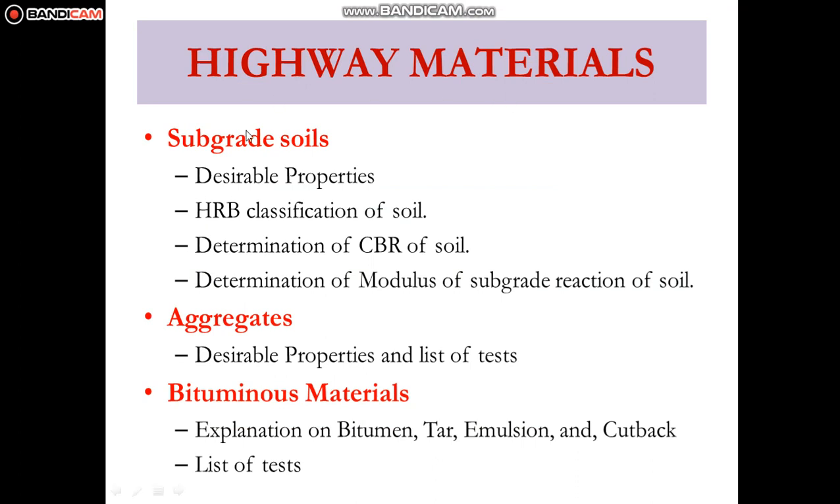Coming to highway materials, the first ones are subgrade, aggregate, and bituminous materials. Under subgrade soil: desirable properties of subgrade soil, HRB classification of soil, determination of CBR of soil, determination of modulus of subgrade reaction of soil. Under aggregates: desirable properties and list of tests. Under bituminous materials: explanation on bitumen, tar, emulsion and cutback, and list of tests.